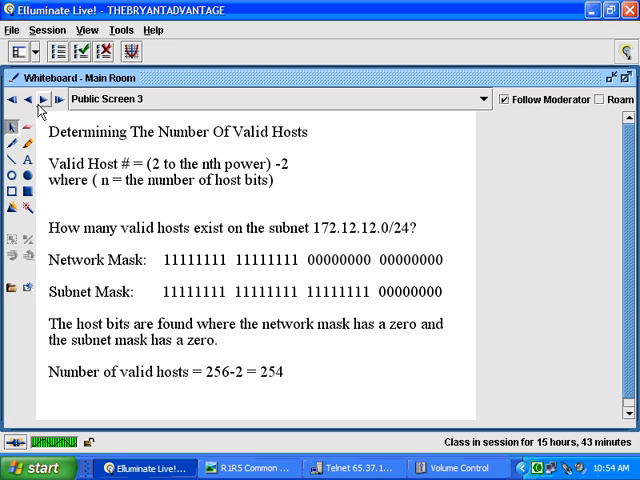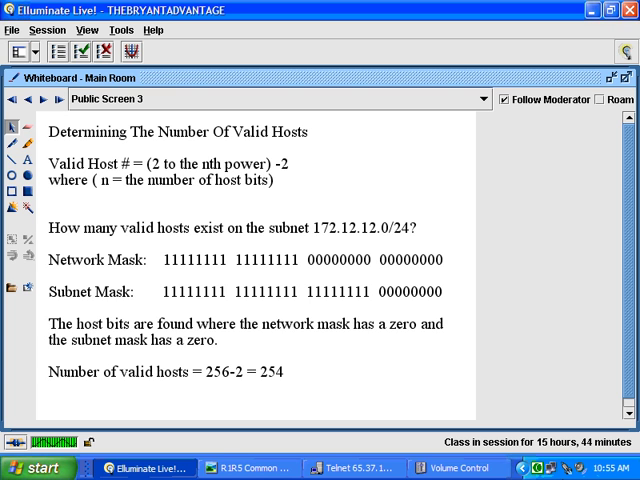First off, let's revisit one of the two questions that we learned how to answer in your CCNA studies. And if you didn't have this when you got your CCNA, it's a good time to catch up. How to determine the number of valid hosts per subnet. And here we're asked how many valid hosts exist on the subnet 172.12.12.0/24. The formula for solving this is that the answer is 2 to the nth power minus 2, where n equals the number of host bits.